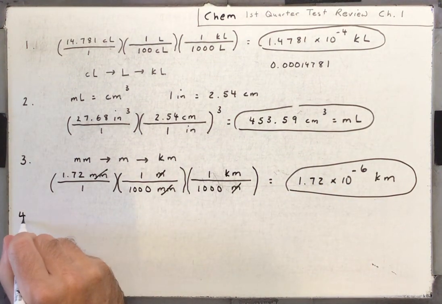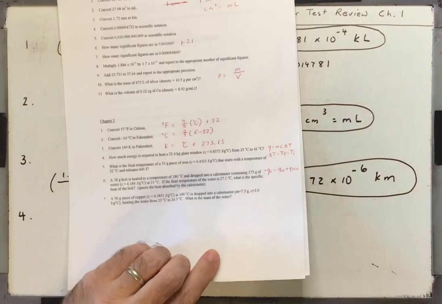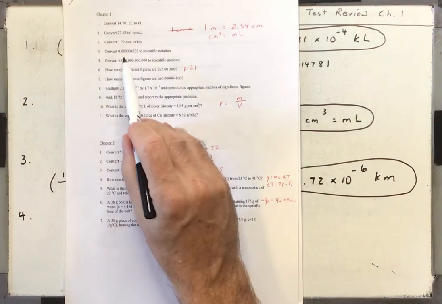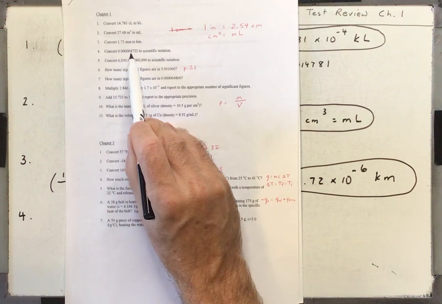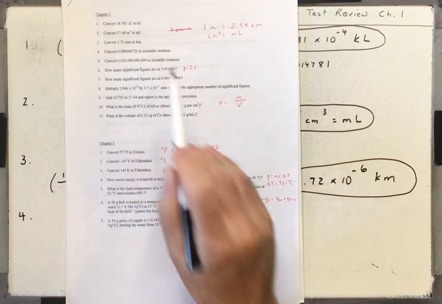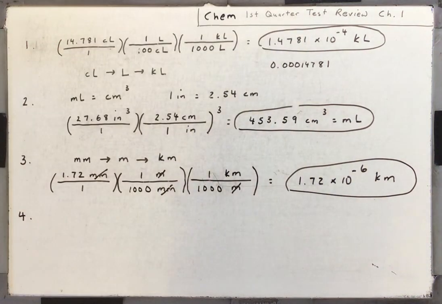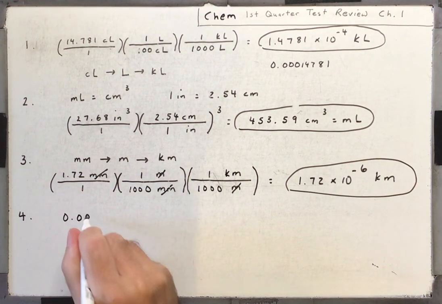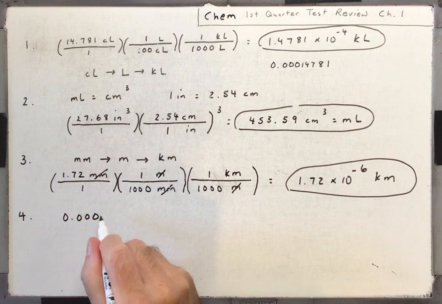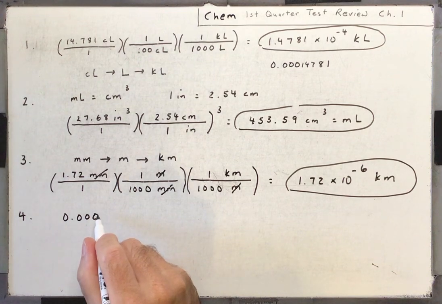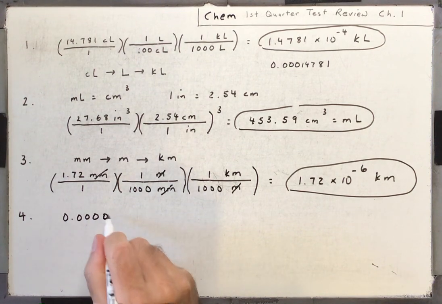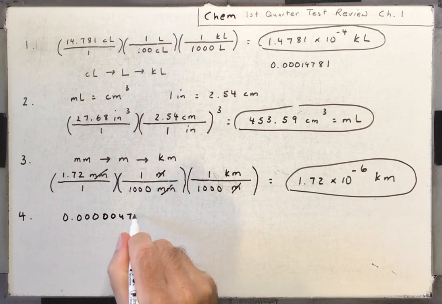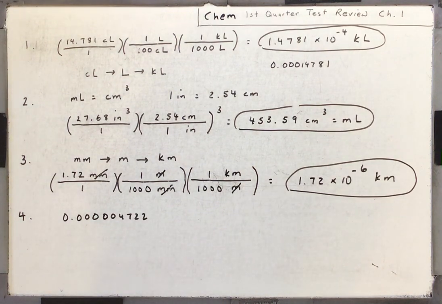Okay, number 4 says convert 0.00004722 to scientific notation. All right, 0.000. How many zeros? 1, 2, 3, 4, 5. 4722 to scientific notation.